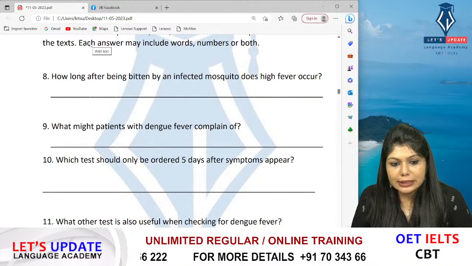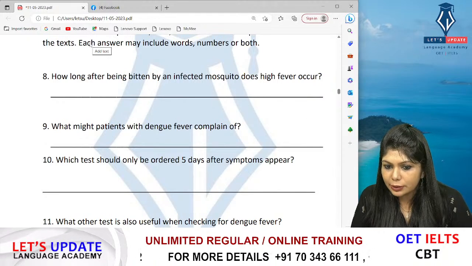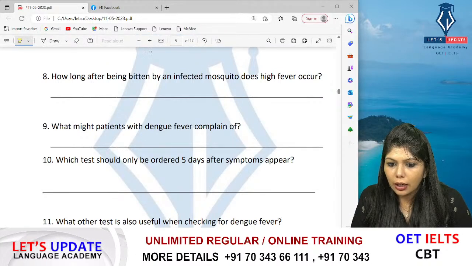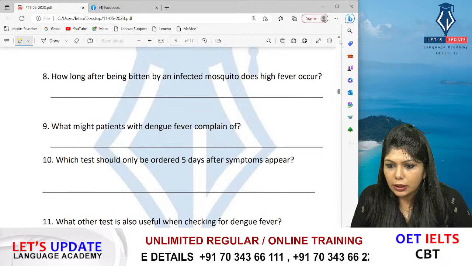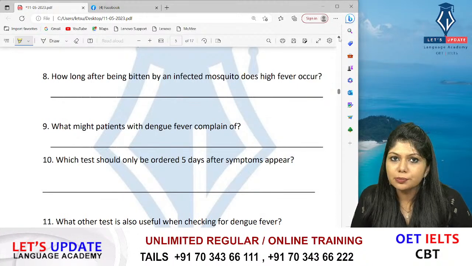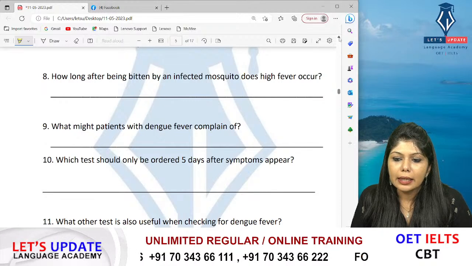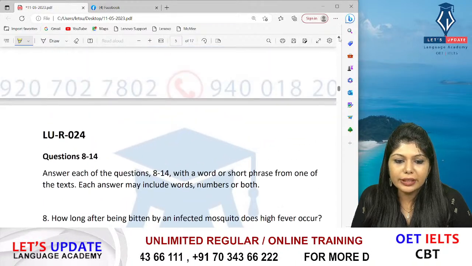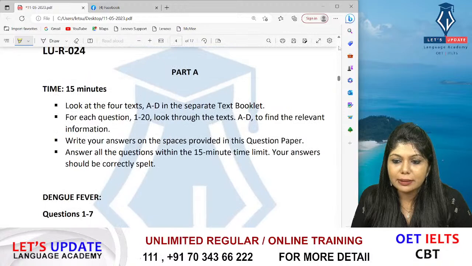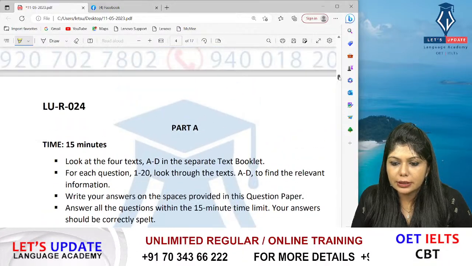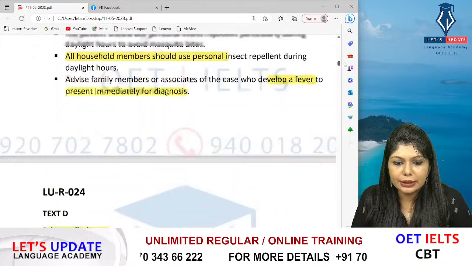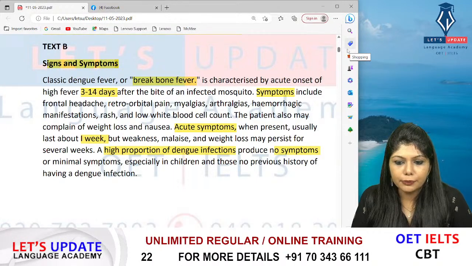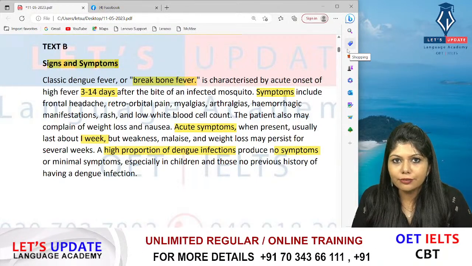So they are asking about how long after being bitten by an infected mosquito does high fever occur. So high fever, that is a sign or a symptom, that follows an infected mosquito bite. So where do we find that information? It's about the signs or symptoms, right? So we'll locate this information in the signs and symptoms in part B or text B. Check if you can find that information.